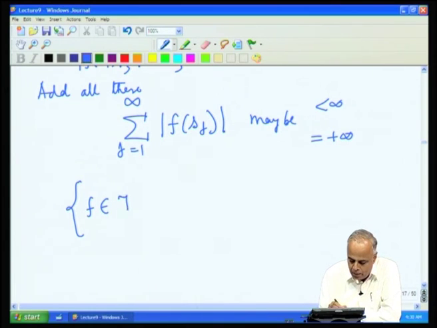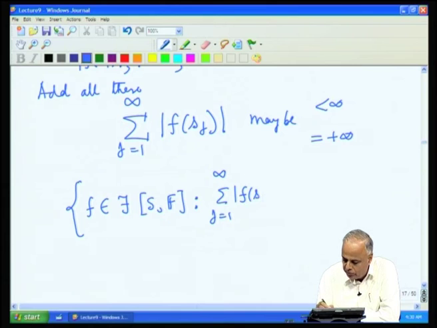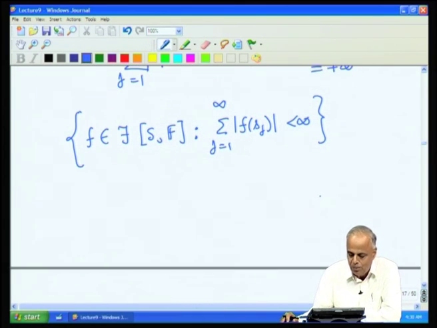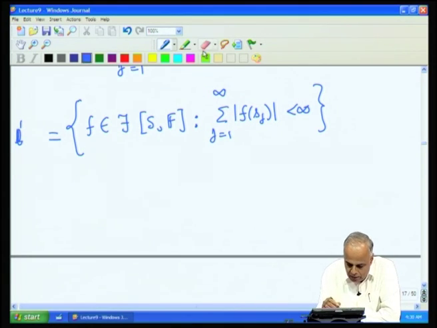So, we are going to look at all those functions from S to F, where again I remind that F can be R or C, such that summation j equal to 1 to infinity mod f(sj) is less than infinity. The sum of the absolute values is under control, okay. It is finite. So, consider the set of all such functions. This is called L1, we will use the little l1. Let me write this carefully.